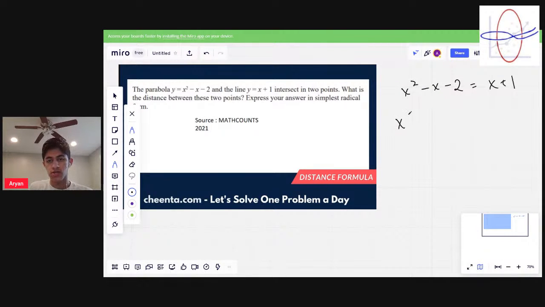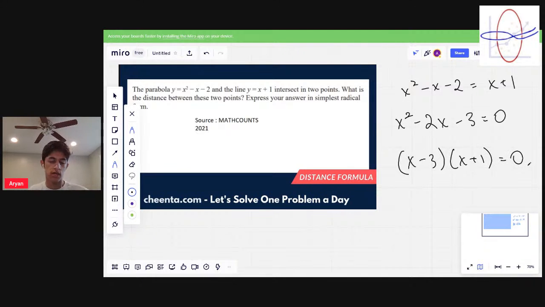So now this is just x squared minus 2x minus 3 equal to 0. And this can actually be factored to x minus 3 times x plus 1 equals 0. And so what does this mean? This means that x equals 3 and x equals negative 1 both represent a potential point on the graph that lies on both the line y equals x plus 1 and the given parabola.